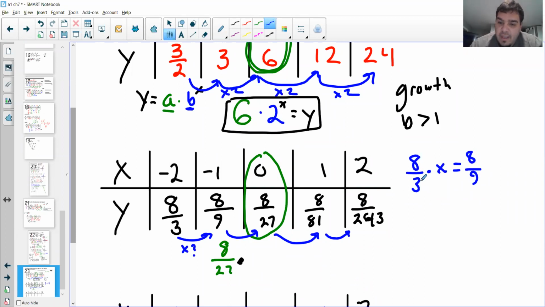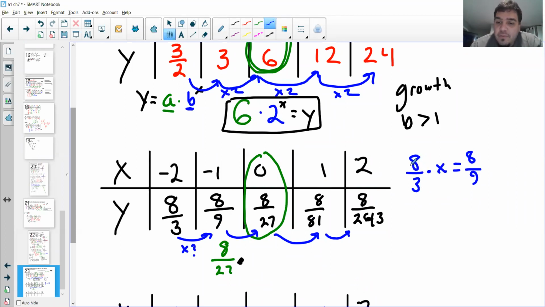Everyone could kind of agree with that. 8 to the third times whatever X is going to give me 8 to the ninth. So I can set it up like an algebra problem to find that growth or decay. We could use it as an algebra problem to find the pattern of it.